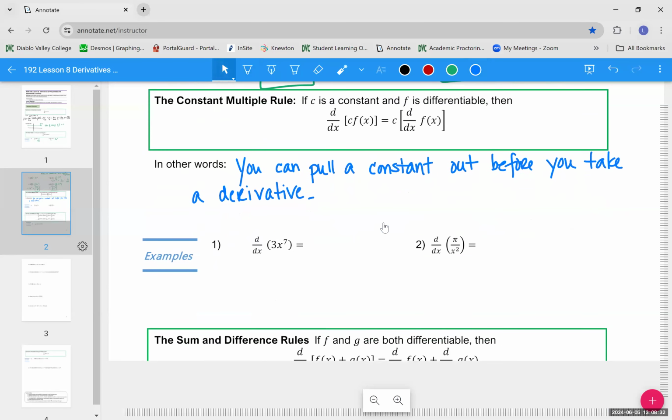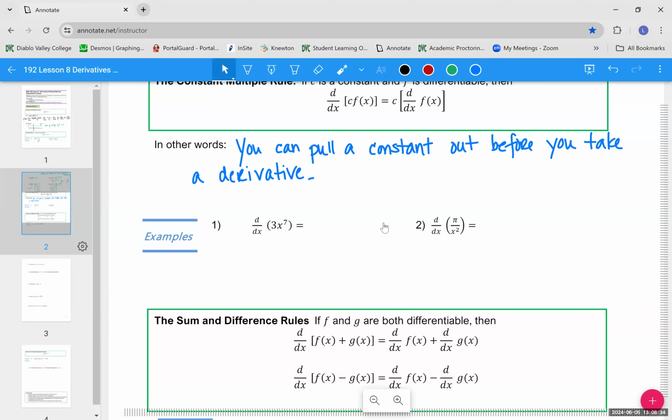So I've got a couple of quick examples of that, kind of combining it with the power rule. So I have the derivative with respect to x of 3x to the 7th. So the 3 is the constant. So you can pull that 3 out front and then just multiply by the derivative of x to the 7th, which would be 7x to the 6th using the power rule. And then yes, you should definitely multiply together the 3 and the 7.